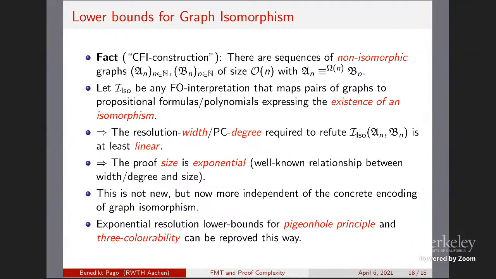Igor Oliveira asks, lots of questions actually, is there any hope that stronger proof systems can be captured in this way?